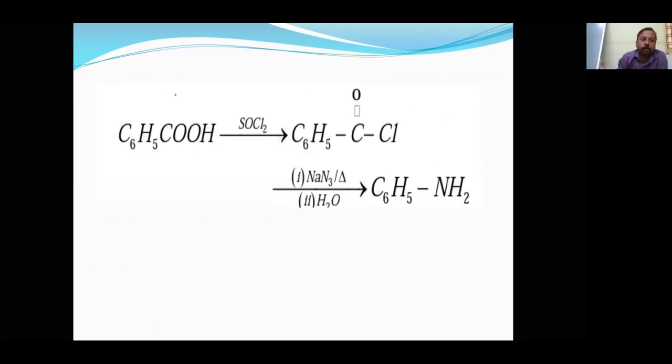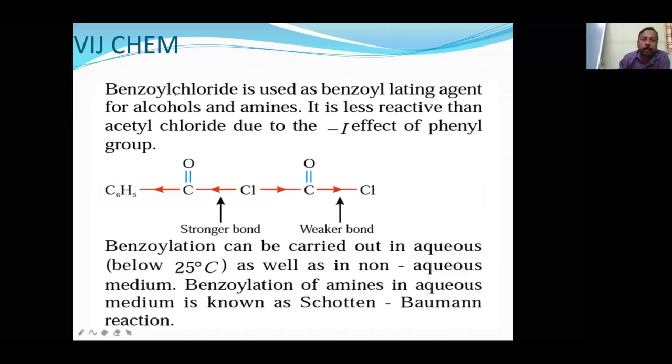Benzoyl chloride is used as a benzoylating agent for alcohols and amines. So we can use it for the amines also, and we can use it for the alcohols also. It is less reactive than acetyl chloride due to the minus M effect of the phenyl group.